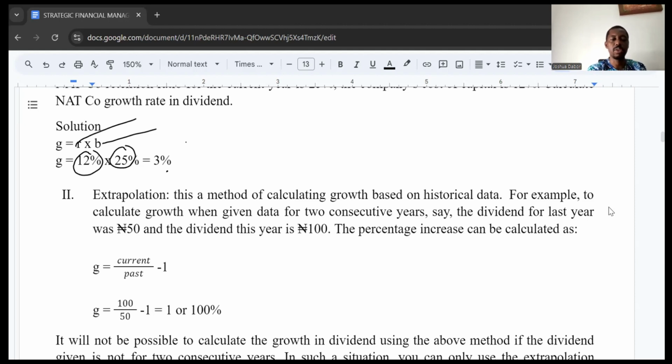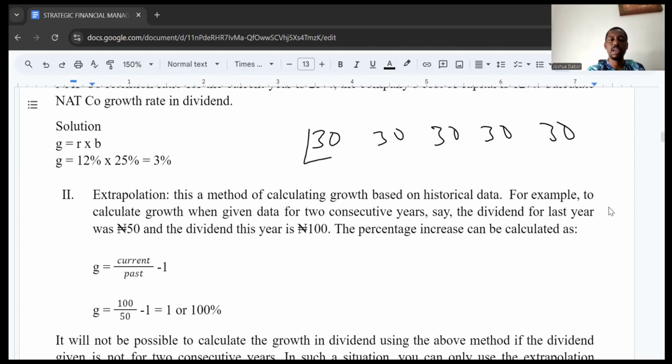Let's look at extrapolation. So what is the extrapolation? How do you calculate growth rate using extrapolation? So I said earlier on that you are looking at historical dividend. So if I see a company's financial for the past 5 years and dividend is 30 naira, 30 naira for 5 years, with this, I know that there is no prospect of growth.